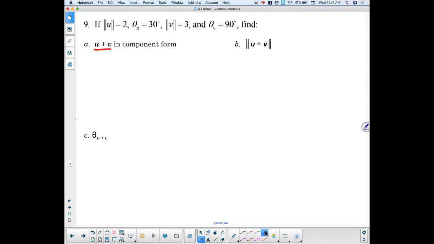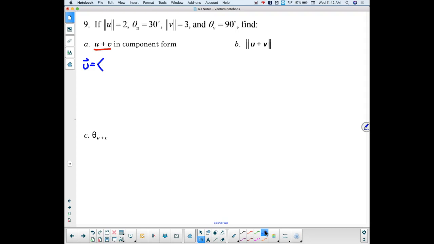I probably want to know what vector u is and what vector v is. Okay? So let's find them. Vector u is going to be what? What is the component form of vector u? The magnitude is 2, but that's not the component form. What would the component form be? Or, we'll take it even a step back. How would I go about finding the component form?